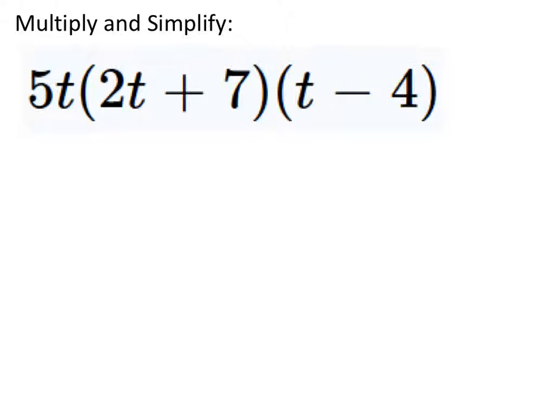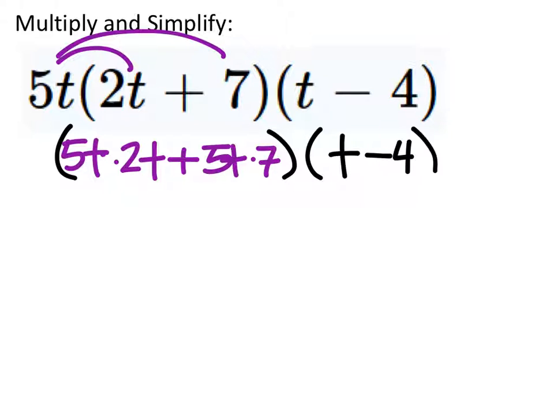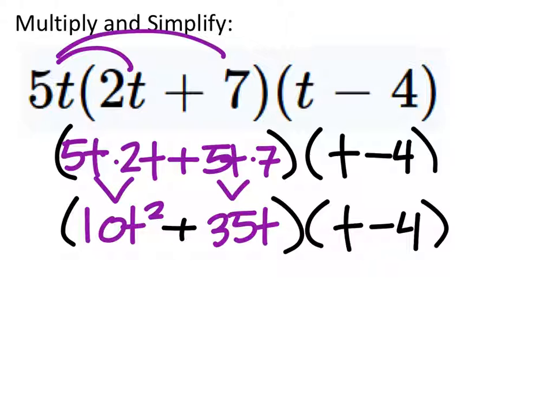Alright, now we've got three factors to multiply on this. And it doesn't matter which order you do them in, okay? Just as long as you don't double up on stuff. So what I would recommend doing is distributing the 5t into this first set of parentheses. So I've got 5t times 2t plus 5t times 7. And then this will still be in a set of parentheses, which we would need to multiply by t minus 4 here. So just simplifying this, I'd have 10t squared, and then this would give us 35t's here. That's positive 35t.